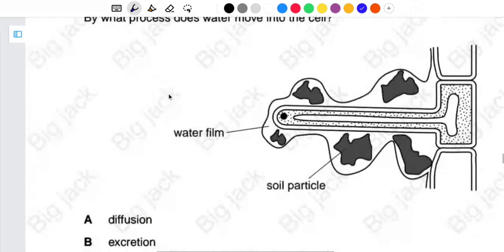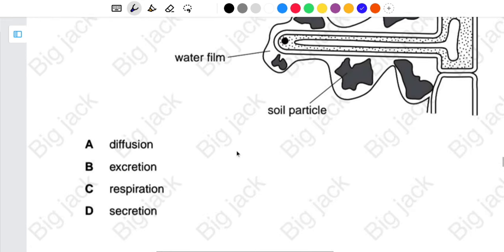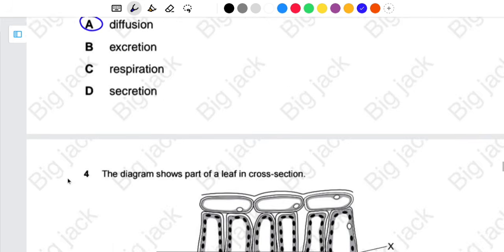Then we have this one, which says the diagram shows a root hair cell between soil particles. By what process does water move into the cell? Of course you can say osmosis, but if you check here, we don't have osmosis as an option. Osmosis is a kind of diffusion, so the diffusion of water into the root hair cell is called osmosis.